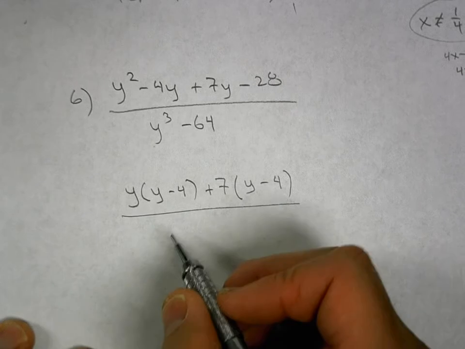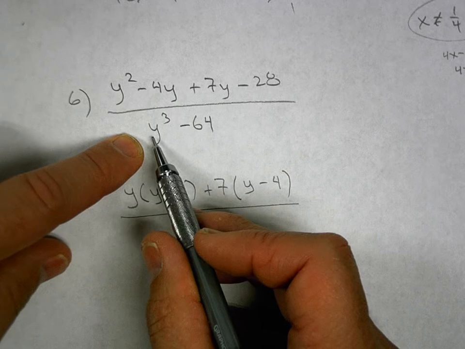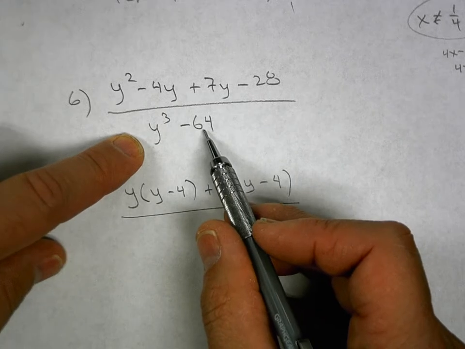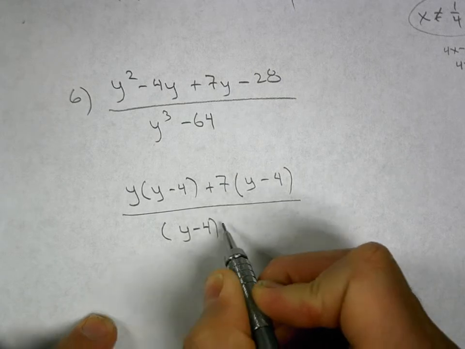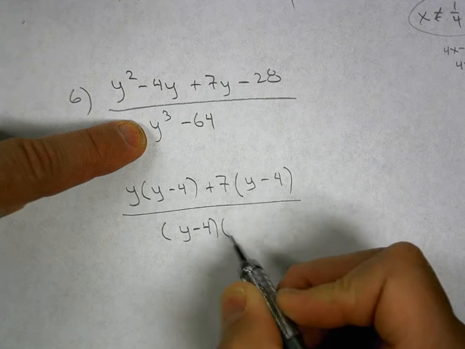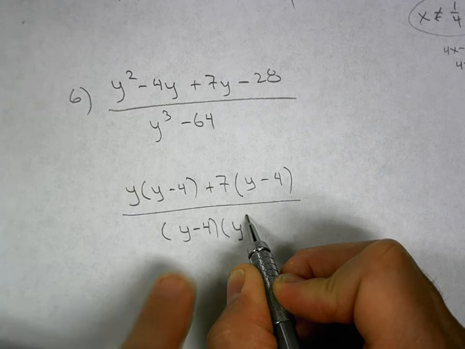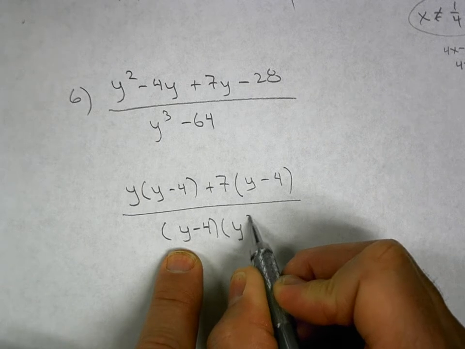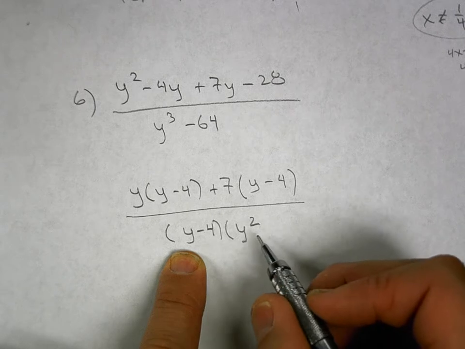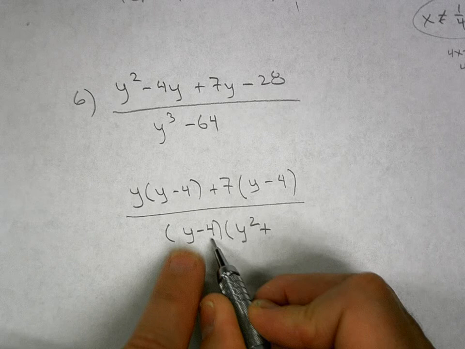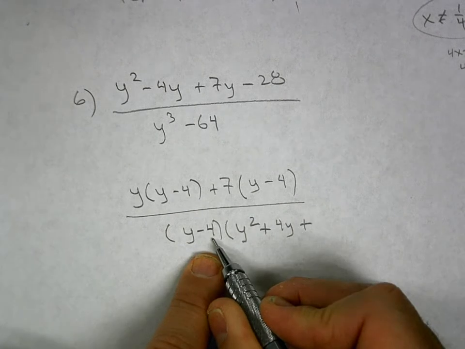Do you guys remember how to SOAP factor? Cube root of y cubed is y. What's cube root of 64? 4. Okay. So this is y minus 4 times, same opposite always positive, so y squared plus, good, this times this, so 4y, always positive, 16. There you go. Okay?